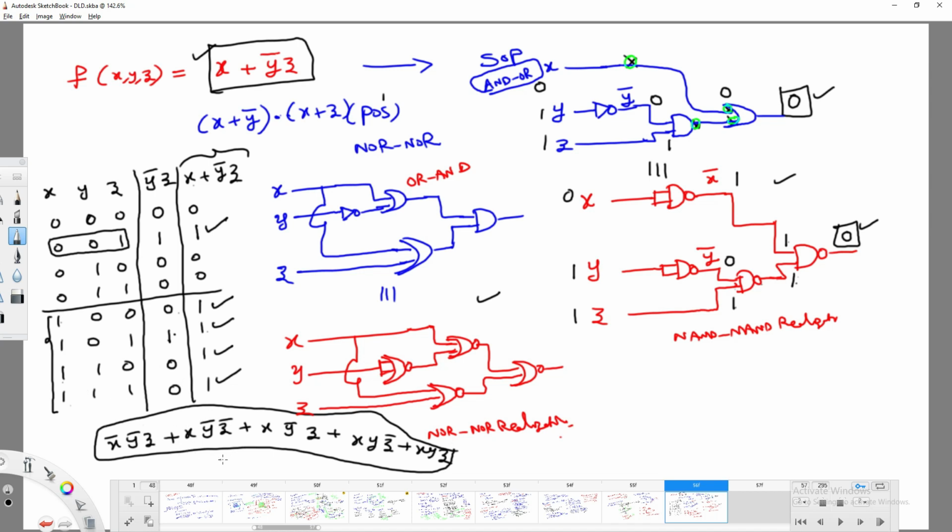This is in sum of products. So it is standard sum of products, right? I can represent it as summation of 1, 4, 5, 6, 7, right? So like this, in different ways you are able to represent everything.